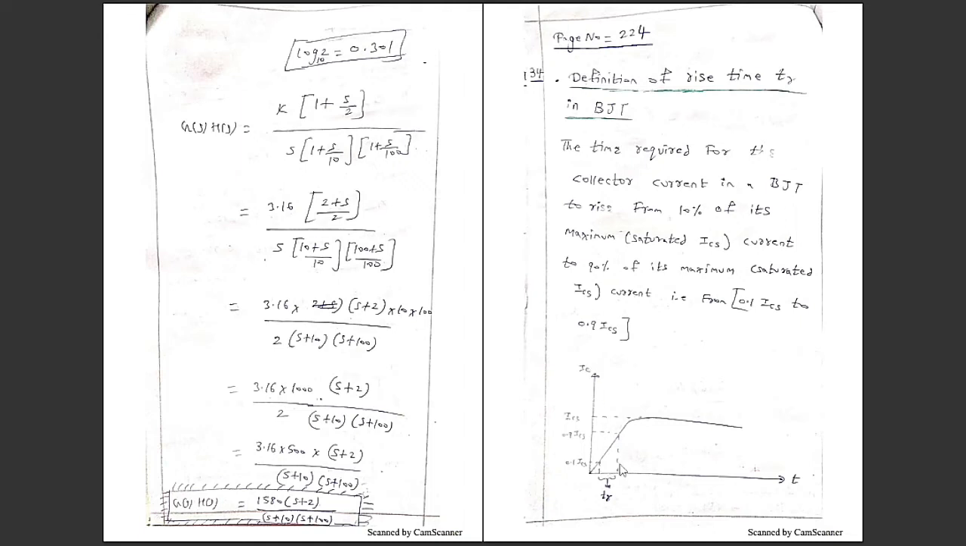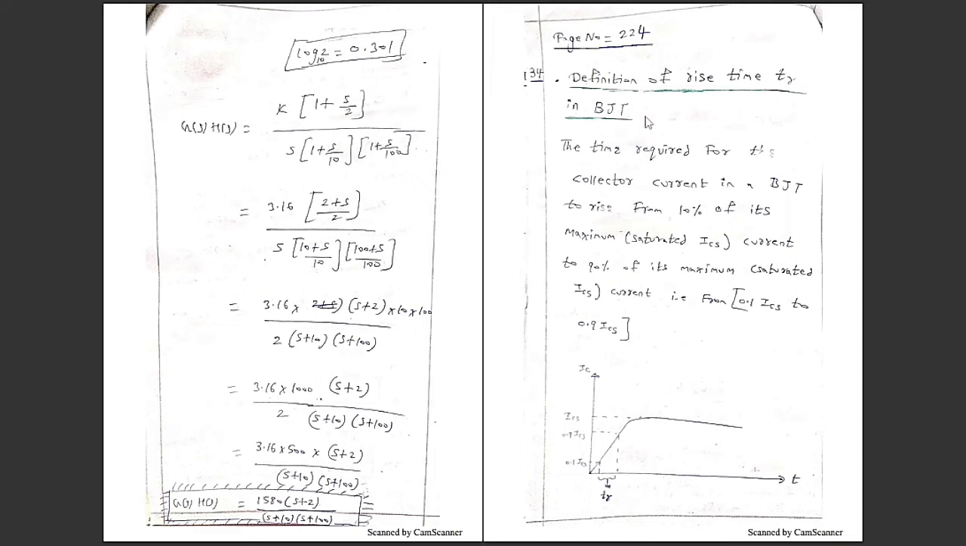You can see clearly from this graph, it is a graph of the collector current with respect to time. This is the 10% of ICS, meaning 0.1 ICS. This is 90% of ICS, meaning 0.9 ICS. So whatever the time required for the collector current to go from 10% of ICS to 90% of ICS, it is called the rise time. So this time is called the rise time. Therefore the time required for the collector current in a BJT to rise from 10% of its maximum saturated ICS current to 90% of its maximum saturated ICS current, that is from 0.1 ICS to 0.9 ICS, is called the rise time.